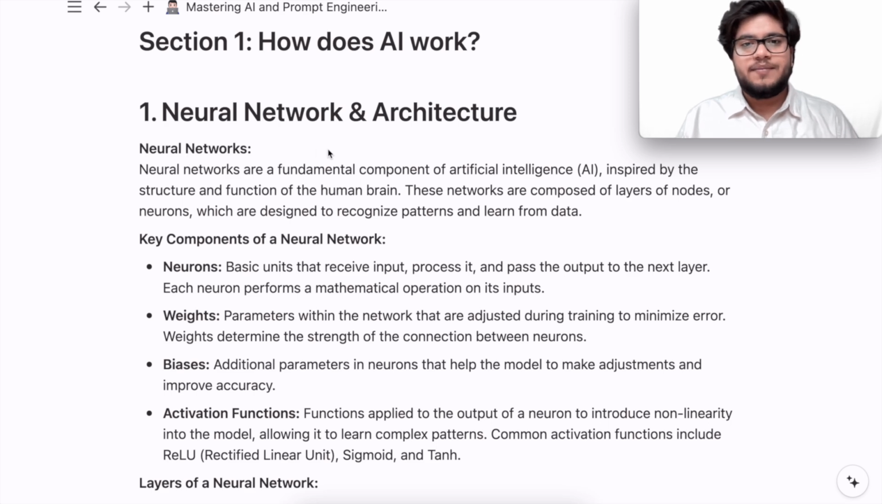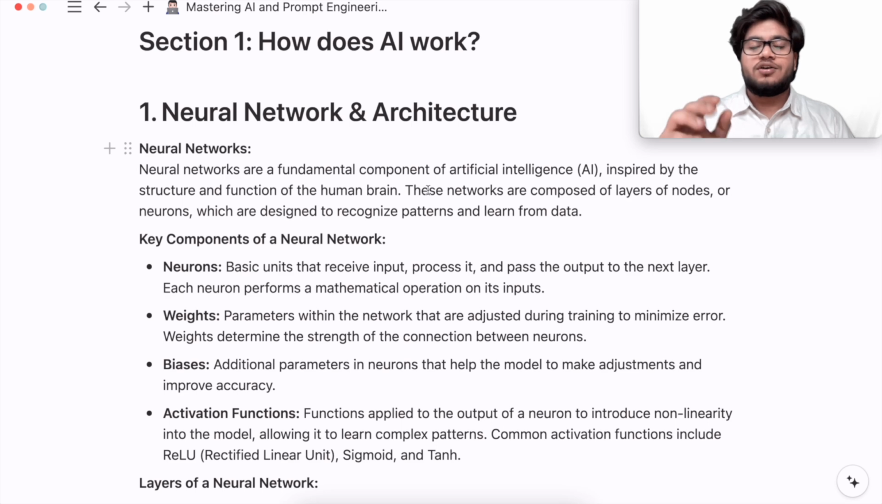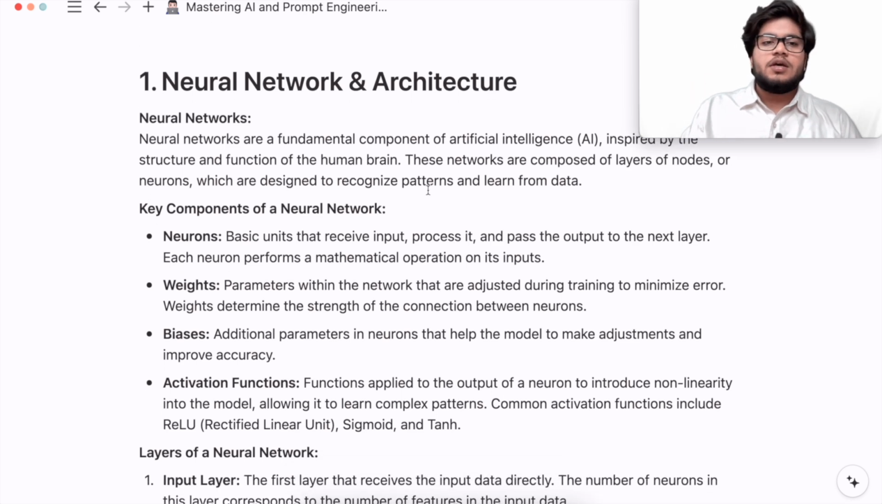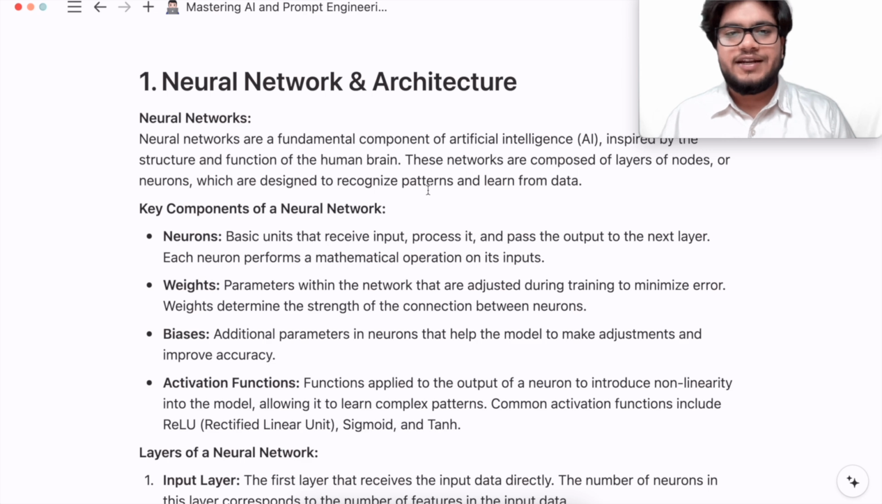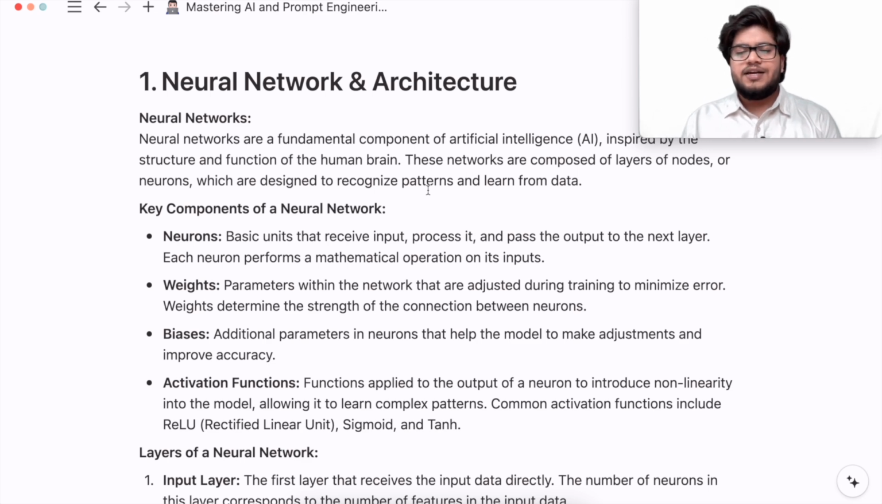Neural networks are a fundamental component of artificial intelligence inspired by the structure and function of the human brain. These networks are composed of layers of nodes or neurons which are designed to recognize patterns and learn from data. As I told you, artificial intelligence is made on the concept of the human brain, because it is designed to handle complex tasks like our human brain can. So AI should be able to handle complex tasks.